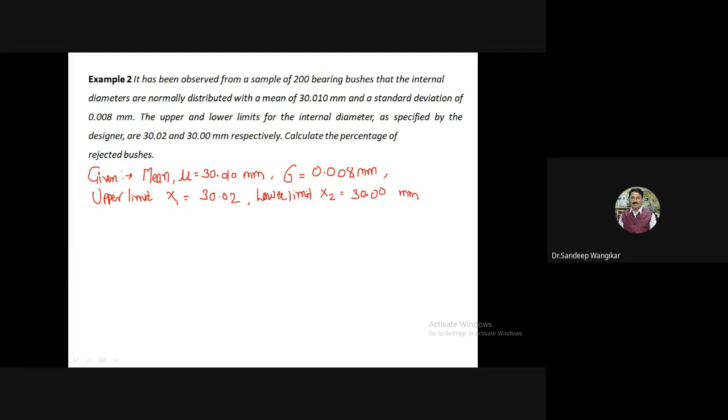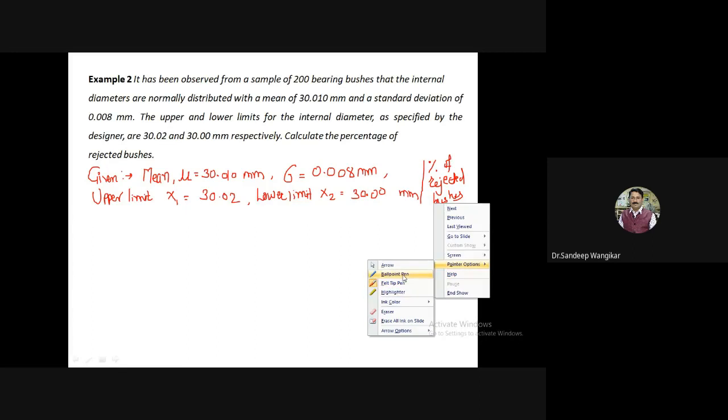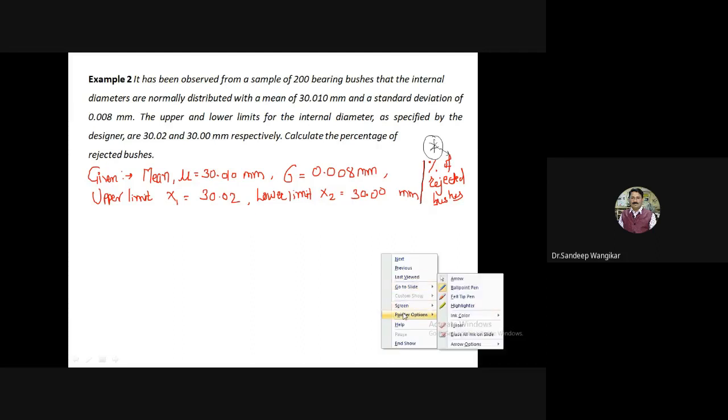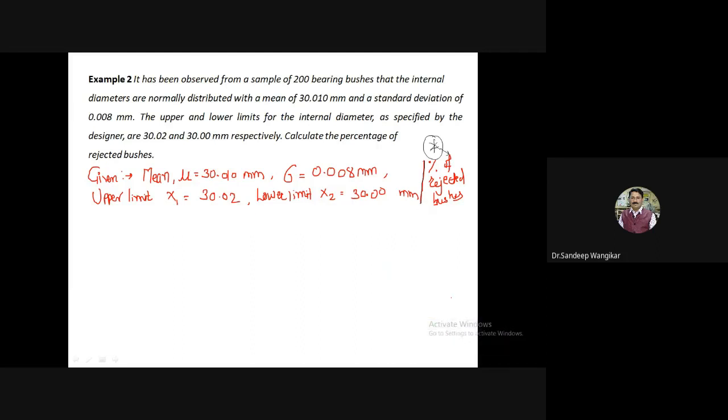Calculate the percentage of rejected bushes. What is asked? Percentage of rejected bushes. So this we have to calculate. This I have mentioned here, so you can refer from this. This is required to be calculated, percentage of rejected bushes. So there are 3 steps. Again, very simple steps are there. So let us proceed one by one.